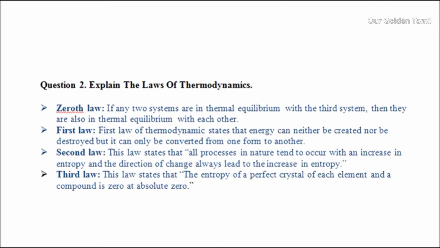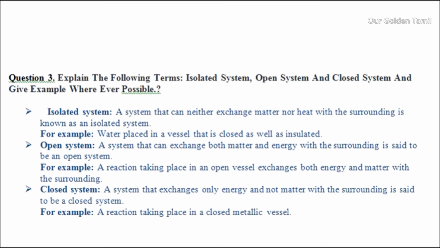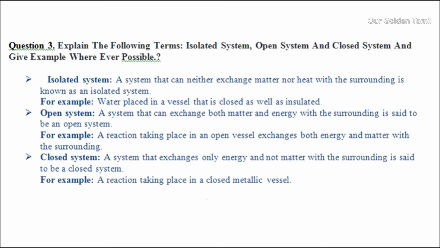Explain the following terms: isolated system, open system and closed system, and give examples wherever possible. Isolated system: a system that can neither exchange matter nor heat with the surroundings is known as an isolated system. For example, water placed in a vessel that is closed as well as insulated. Open system: a system that can exchange both matter and energy with the surroundings is said to be an open system. For example, a reaction taking place in an open vessel exchanges both energy and matter with the surroundings.